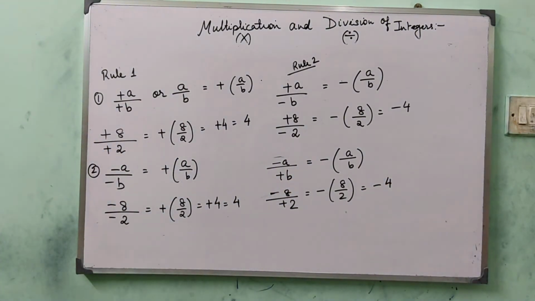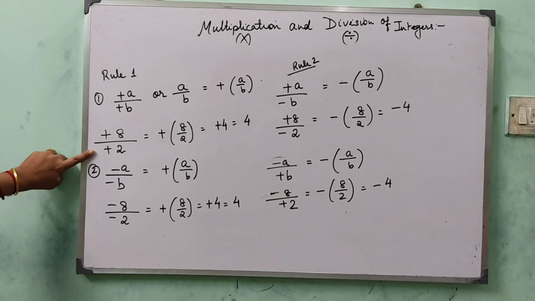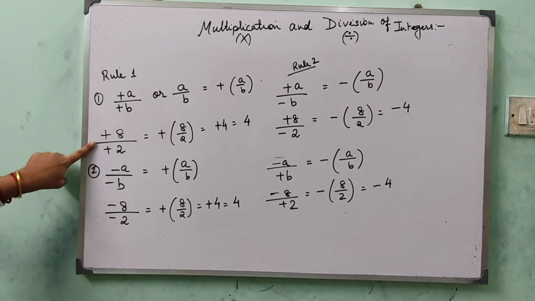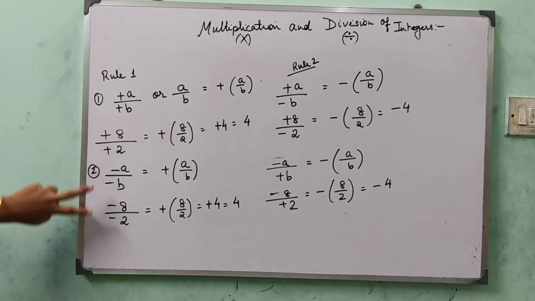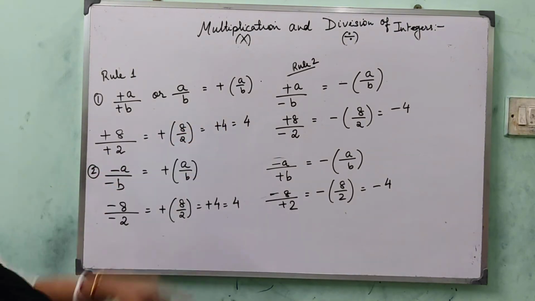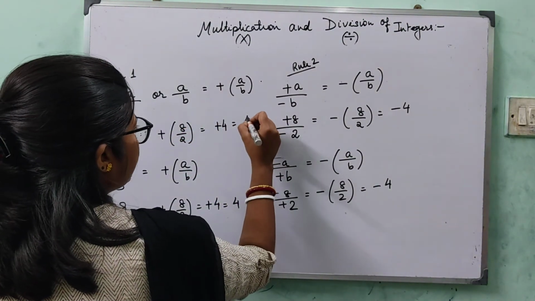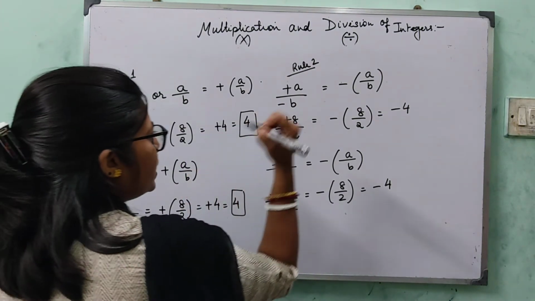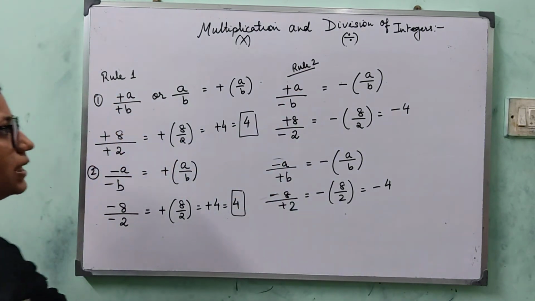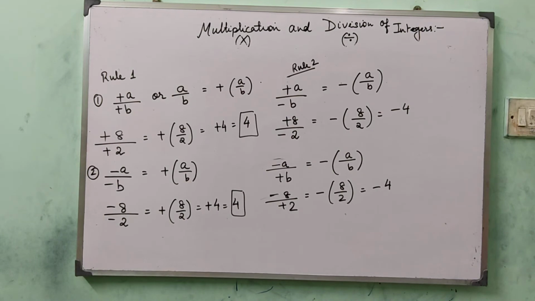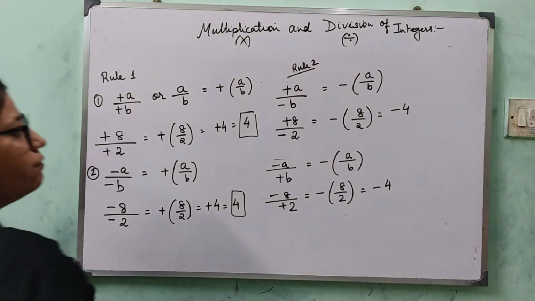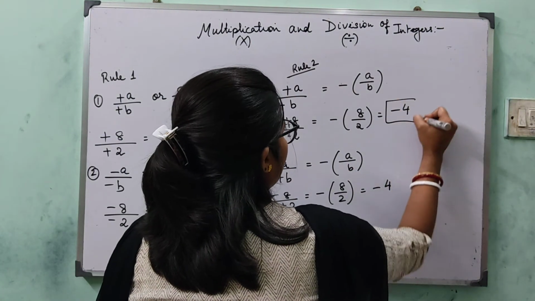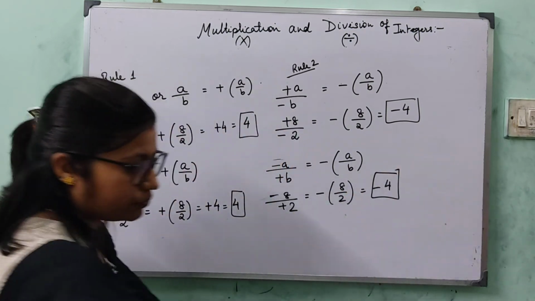So you could see over here, if both the numbers involved in the division have the same signs, either both positive or both negative, the quotient or the answer will always have a positive sign. But if the numbers involved are of different signs, that is one positive, one negative, then in that case the answer will always have a negative sign.